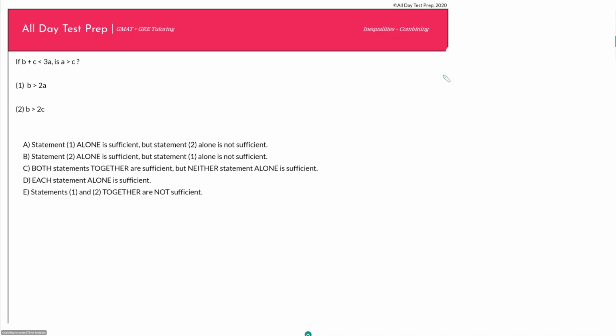Let's do a quick problem showing this. If b plus c is less than 3a, is a greater than c? So we are given this inequality here, meaning this is a universal inequality. It applies to both of our statements. And so before we even look at each of our statements, we are given this inequality here. So b plus c is less than 3a.